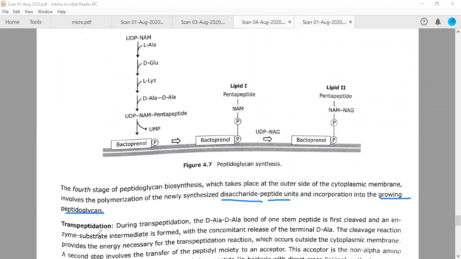Finally, this last fifth step is called transpeptidation. During transpeptidation, the last D-alanine bond is broken and this last D-alanine is removed. So on one stem peptide, it is first cleaved and an enzyme-substrate intermediate is formed, with concomitant release of the terminal D-alanine. So the terminal D-alanine is lost from one chain.